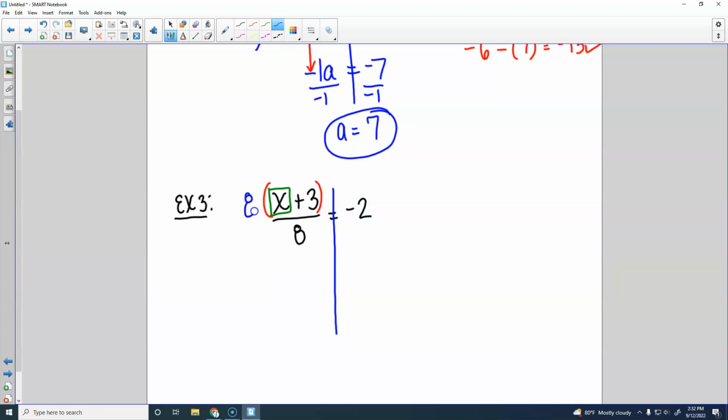Okay, I will multiply by 8 here and also multiply by 8 on the other side. This 8 will cancel with the 8 in the denominator. It will just leave me with x plus 3 on that left-hand side. Negative 2 times 8 is negative 16.